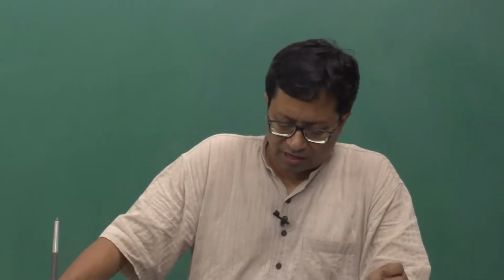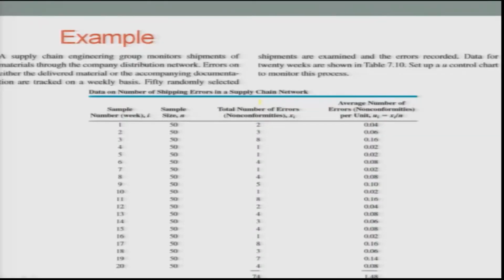So sample numbers are given along the first column. The sample size for each sample which you are taking is fixed, which is 50. From each set of 50 in the first sample of the first week, the sample for the next week is again 50, and so on and so forth. The total number of errors which you find are given in the third column, starting from 2 to 4. That means for the sample of the first week, the total number of errors was 2. Then for sample number 2, the sample size is again 50, and the total number of errors or non-conformities comes out to be 3, and based on that you find the average number of errors or non-conformities per unit.